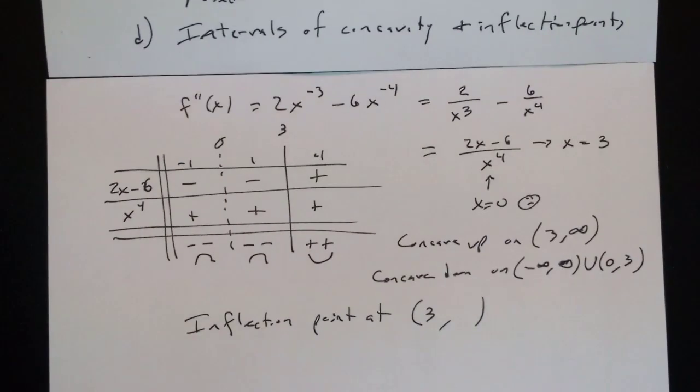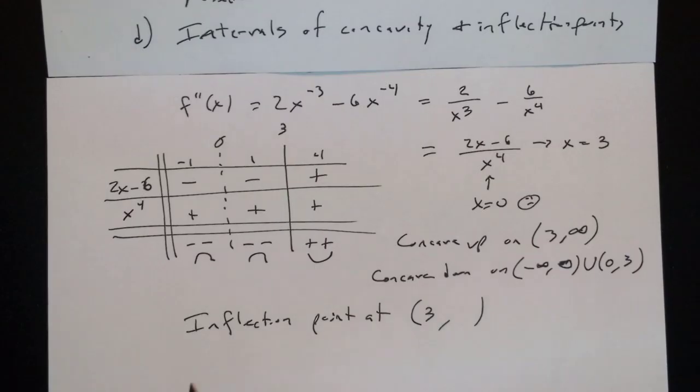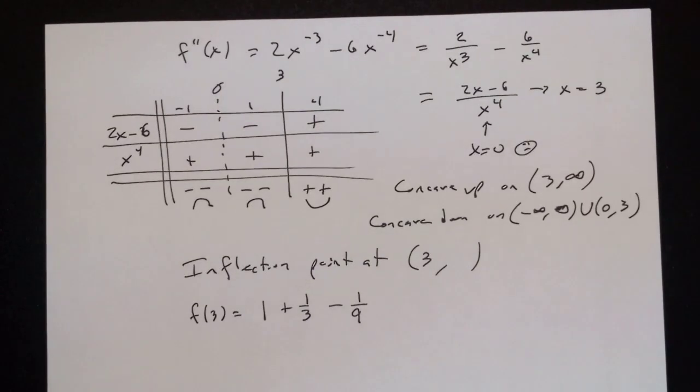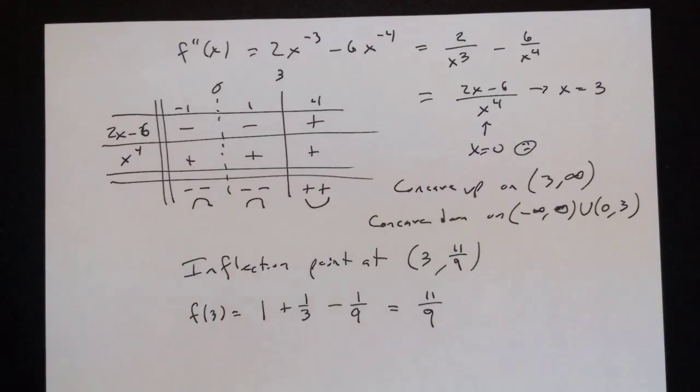If it's a point, I need a y value. How do I get the y value? Go back and plug into the original equation. F of 3 is 1 plus 1/3 minus 1/3 squared. That's a ninth. A common denominator there is 9, 12. So it's 1 2/9, which gives me 11/9. 1.22222, infinite repeating decimal.